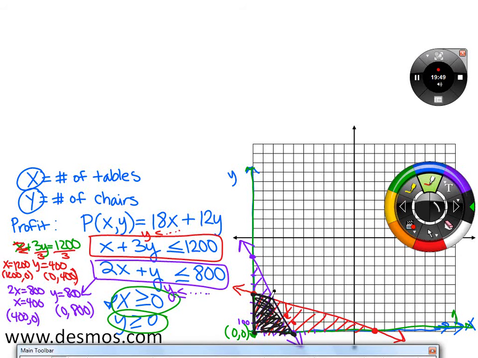Does that make sense to everybody? Those are the points that would work. Tables, comma, chairs. Okay? So now you see why 400, 100 didn't quite work, right? They were outside of one of the restrictions, and that's why that wasn't a possibility.